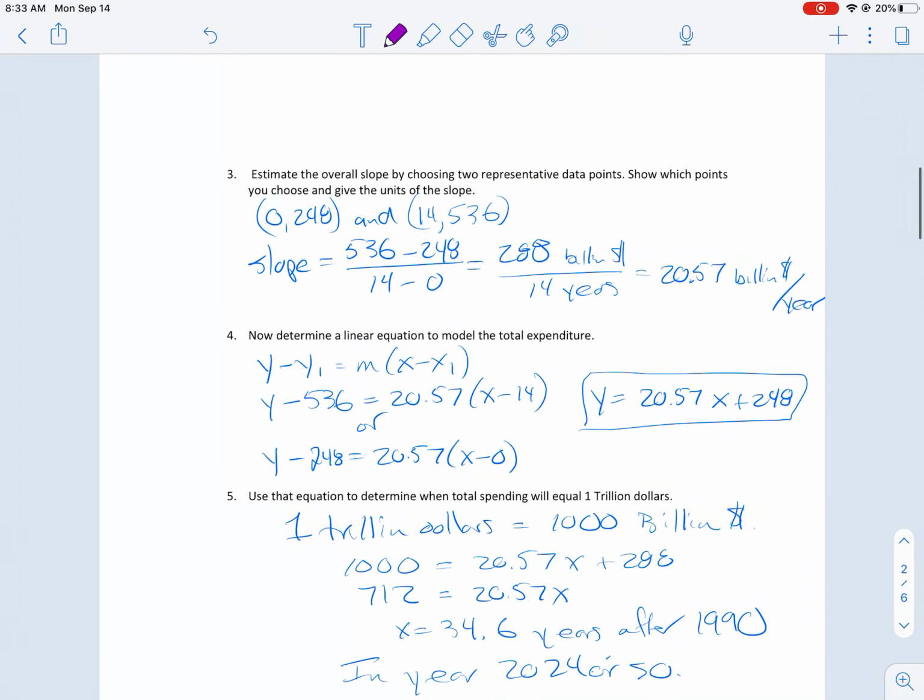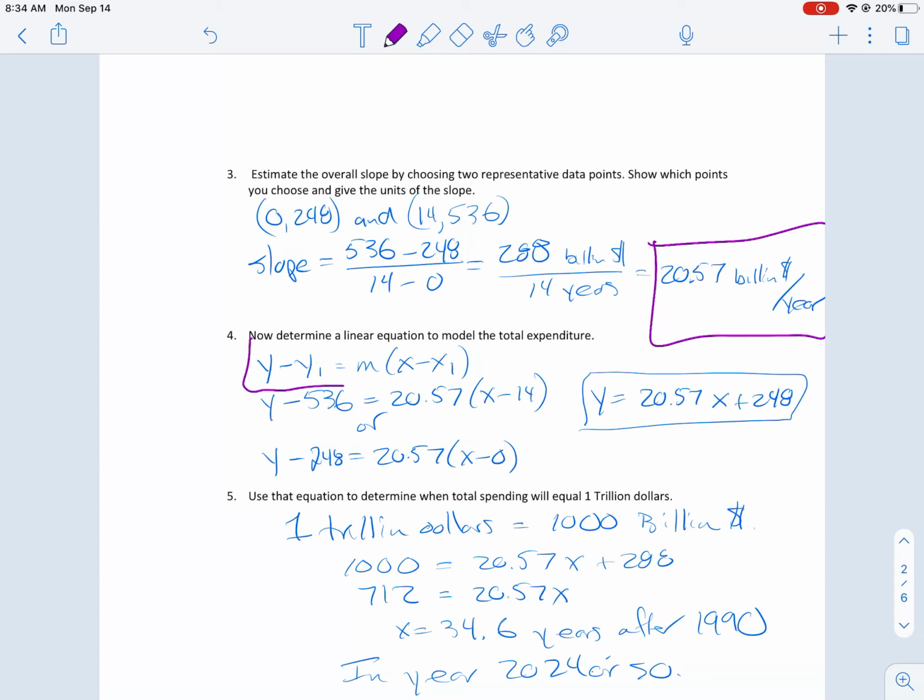So I chose x equals 0, and that means the other point is x equals 14 years later. And so you can find a slope, and the slope is, like we've done in a lot of examples, the rise. The last point is $536 billion, and it started at $248 billion, so the increase is $288 billion, and that took 14 years. So that's $20.57 billion per year.